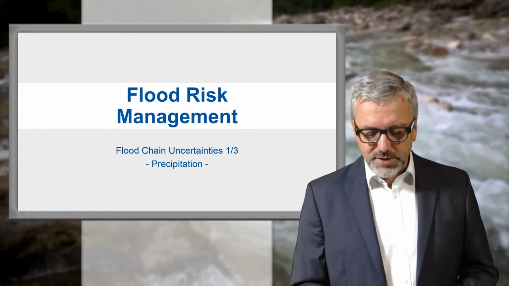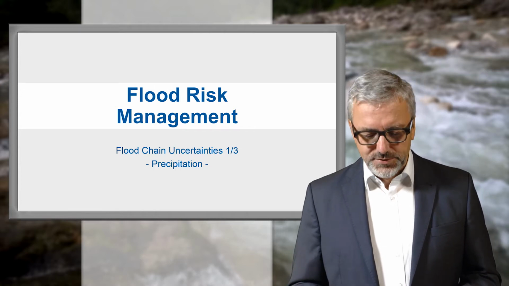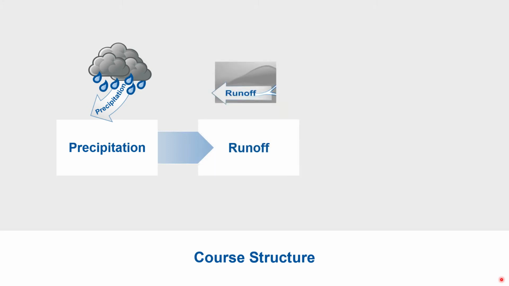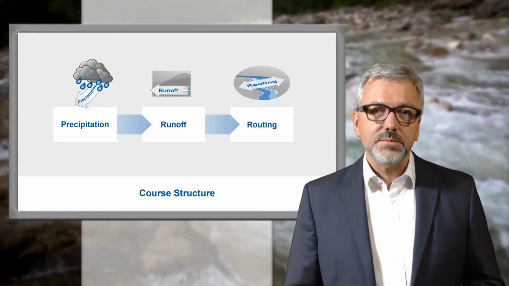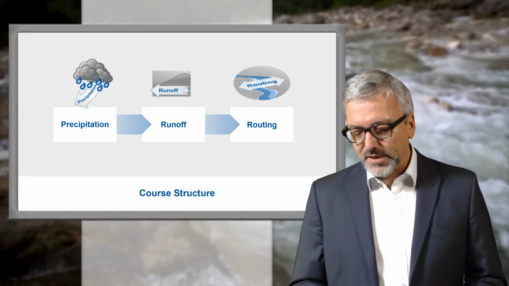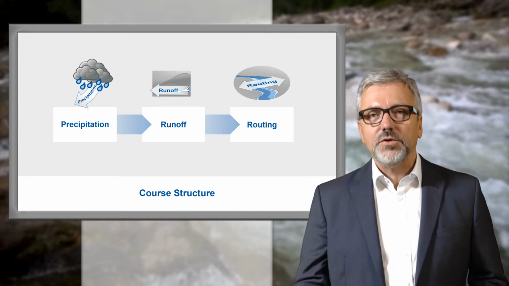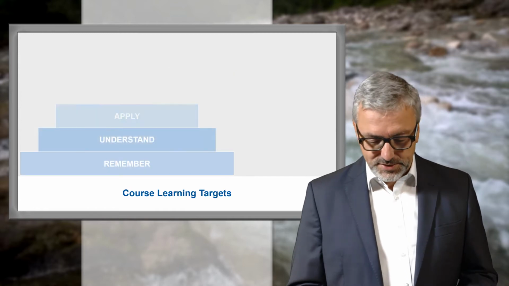Today we want to talk about flood chain uncertainties. This lecture is divided in 3 videos. We want to start with precipitation. The next video will go about runoff, and then the last is routing. The course structure you see here is as follows. Precipitation has uncertainties. The transformation from precipitation to runoff in the catchment has uncertainties. And at the end, the transformation of your discharge into water levels also has some uncertainties. And we want to talk about that.